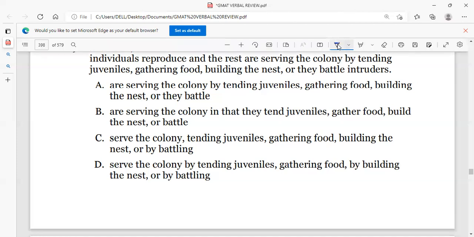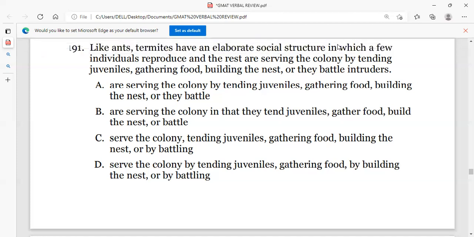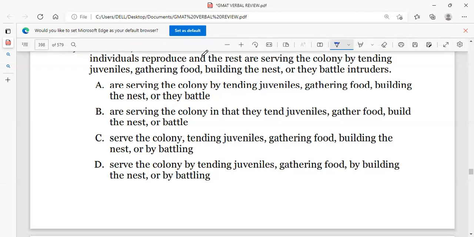Shrija, just one second. Are you working on the sentence? Yeah, just give me a minute.